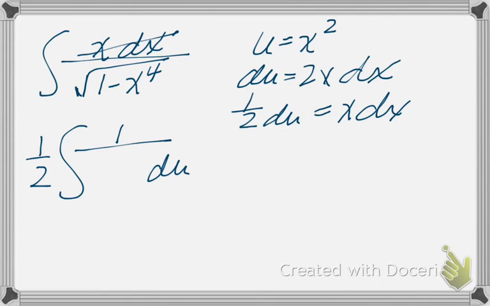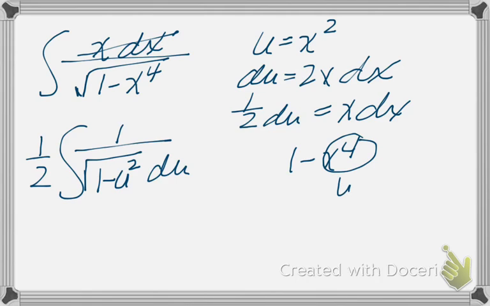We're left with a 1 on the top. We still have the radical on the bottom, and we have 1 minus x to the fourth, which would be 1 minus u squared. Okay, where did I get that from? Because 1 minus x to the fourth, x squared is equal to u. So this x to the fourth, I can just change to a u squared. That's where that came from.